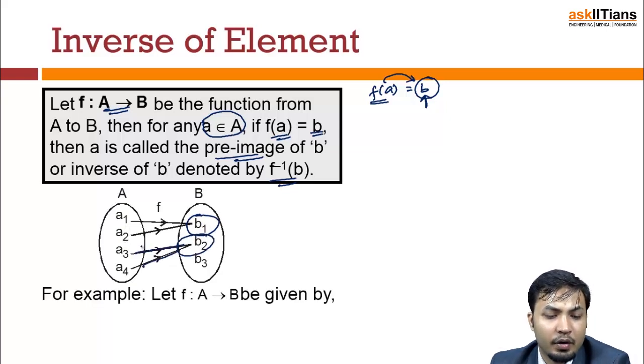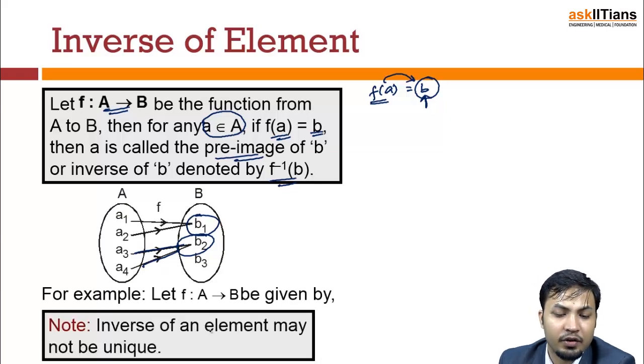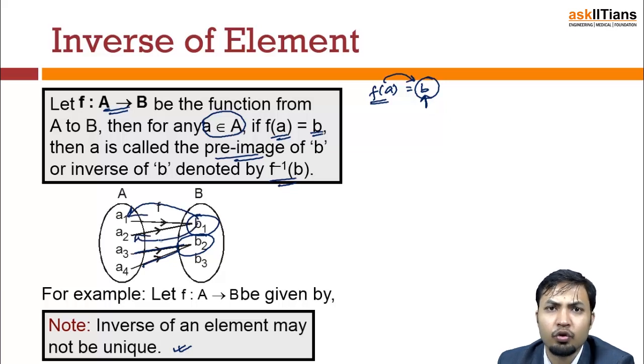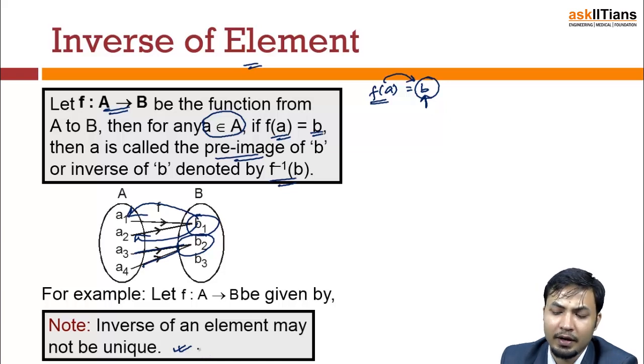Thus, if A to B is given, then the inverse of any element may be unique, or may not be unique. Because if I look at the pre-image of this, it will be either this or this. So there is no unique value. So for every such case, I need to find out the inverse of the element. It may not be a unique value.